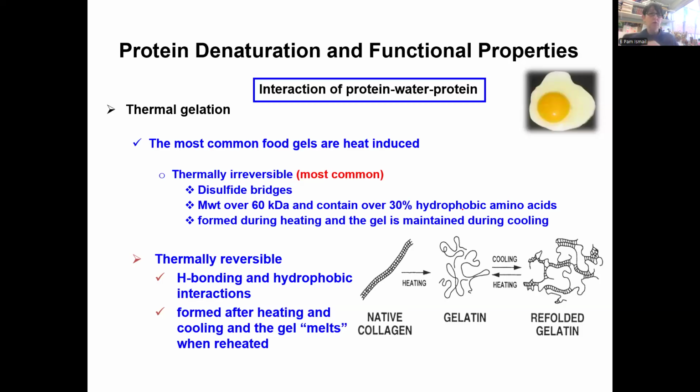So it's reversible because when heated again, you break these hydrogen bonds and then it becomes a solution. Cool it, it forms a gel. But you cannot go back to the native collagen. Once you form that gelatin, the denatured form of collagen, that's it.